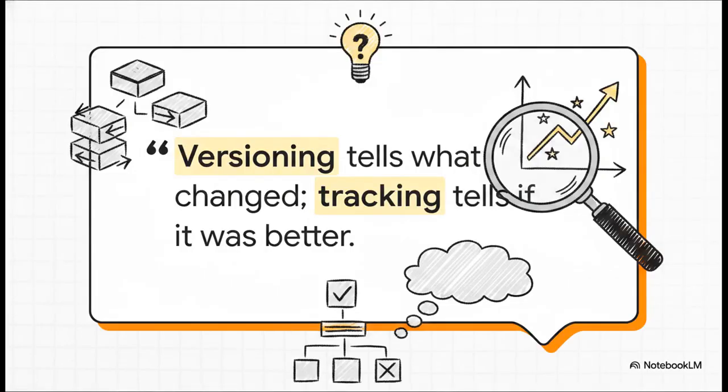I want to leave you with this final, really powerful thought. Versioning tells you what changed, but experiment tracking tells you whether the change was actually better. Today, we've mastered how to track exactly what changed, but how do we scientifically prove it was a step forward? Well, that is a whole different level of operational excellence. Keep this question in the back of your mind because it's exactly what you need to explore next.